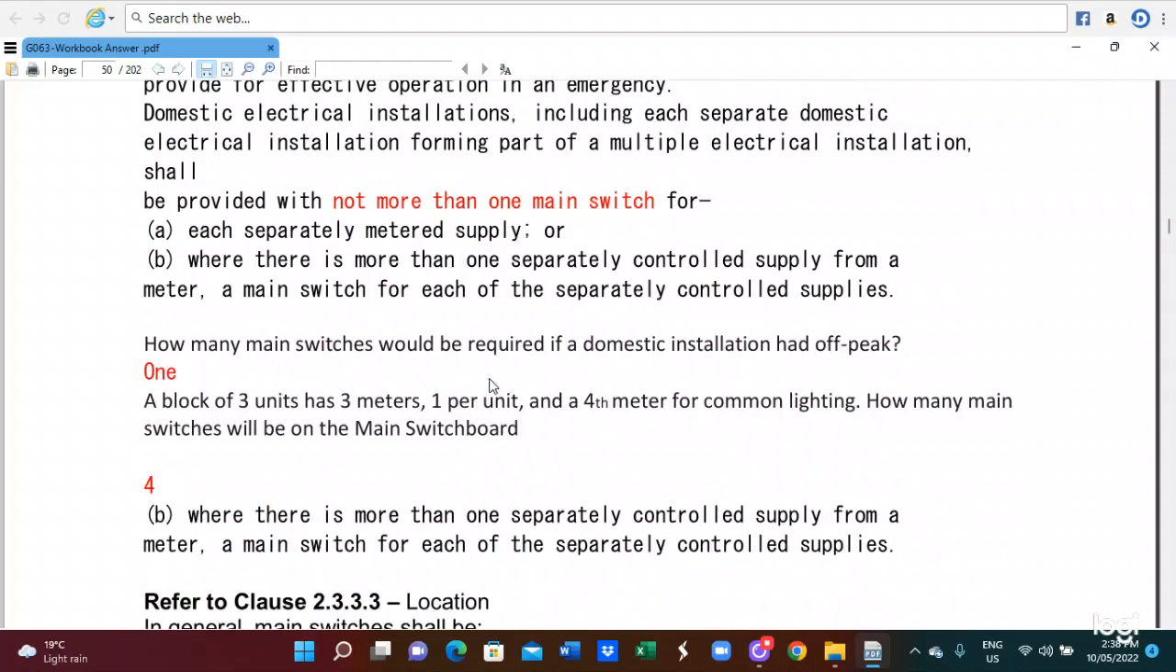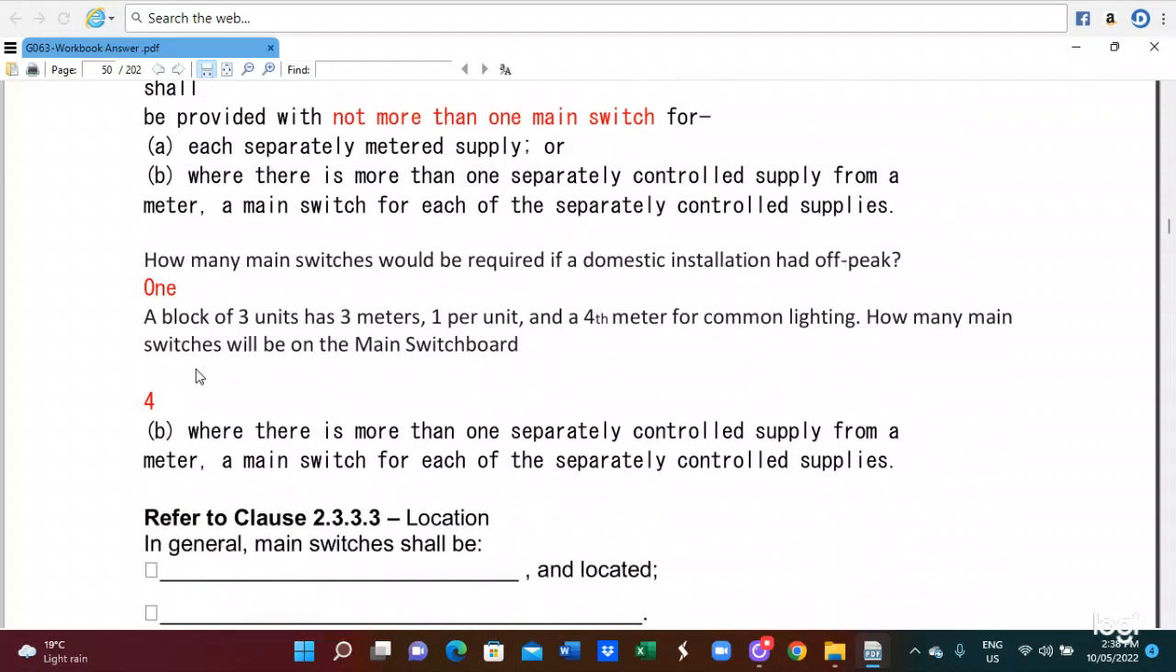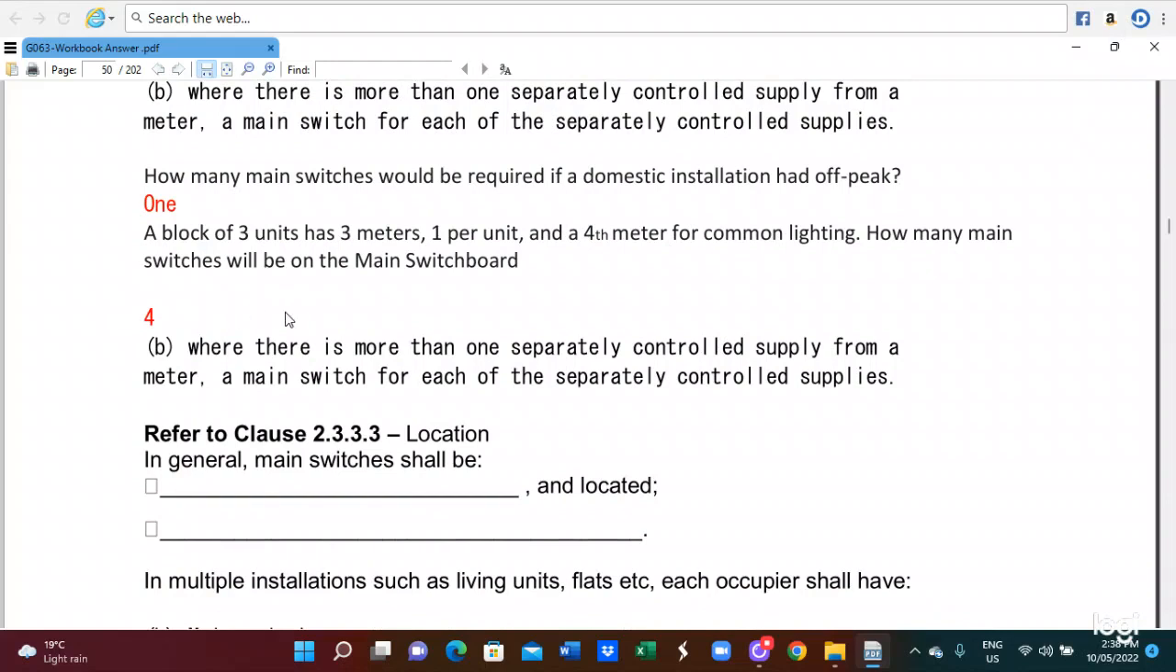How many main switches should be required for a domestic installation at the office? The answer is 1. In this case, a block has 2 units with 3 meters, 1 per unit, and a fourth meter for common lighting. How many main switches shall be on the main switchboard? The answer is 4.